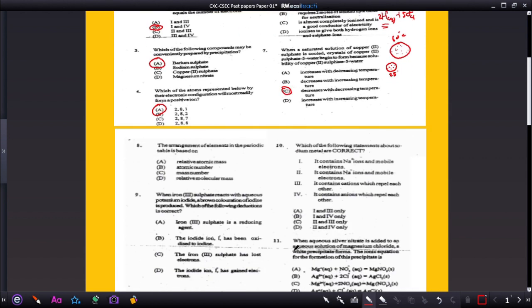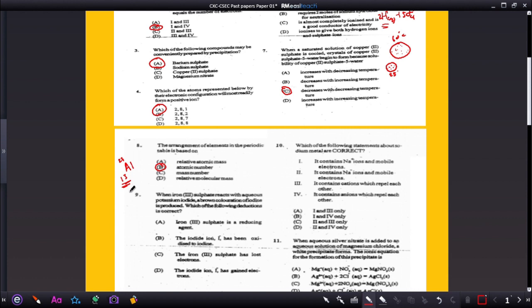Number 8. The arrangement of elements in the periodic table is based on the relative atomic mass? No. The atomic number? Yes. The mass number? No. The relative molecular mass? No. So it's the atomic number. And remember, if you were to draw the element, let's say aluminum, Al 27, 13, this means here we have the atomic number. If you look in the periodic table and count 13 spaces going from left to right each time, starting from hydrogen at position 1, you would find aluminum at position 13, right? So apart from telling us the number of protons and the number of electrons in the element, the atomic number also tells us the position of the element in the periodic table.